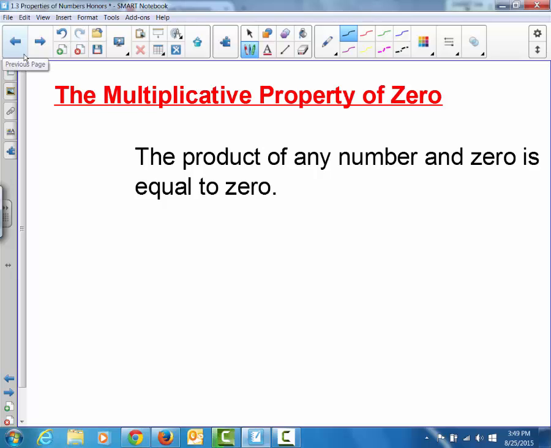Then we've got the multiplicative property of 0. The product of any number and 0 is equal to 0. It doesn't matter what the number is. 0 times any number is equal to 0.